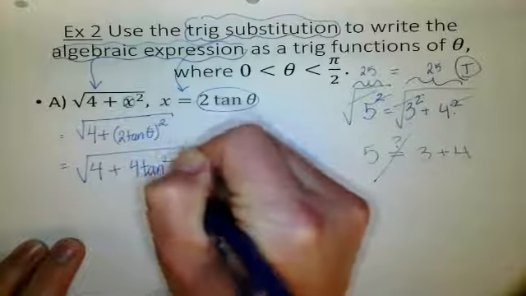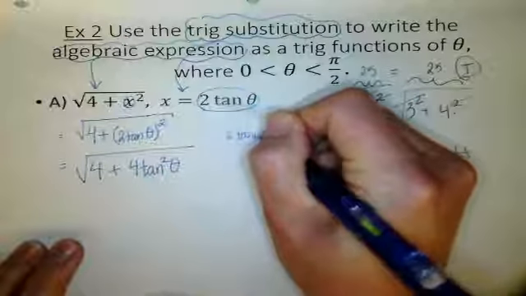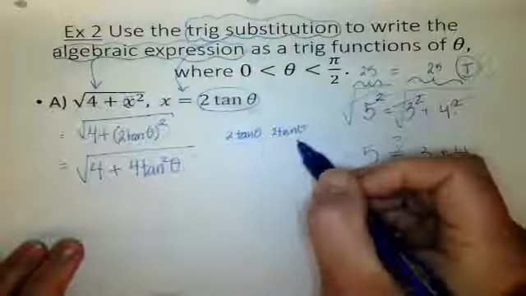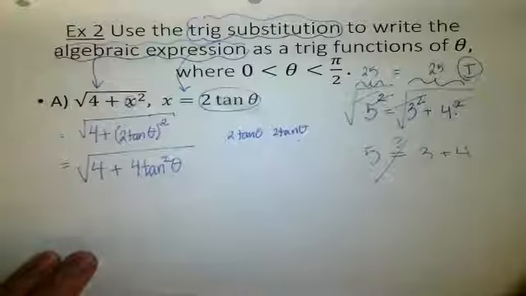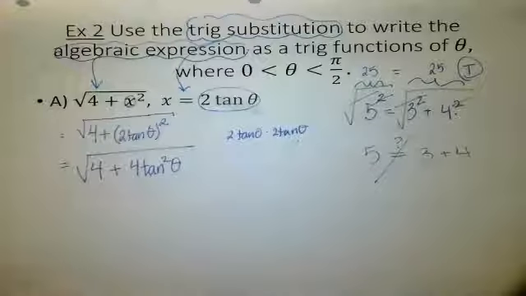4 tangent squared theta, yeah. So 2 tangent of theta times 2 tangent of theta. 2 times 2 is 4. Tangent times tangent is tangent squared. Okay. So then when I look at my expression now, I see something in common.